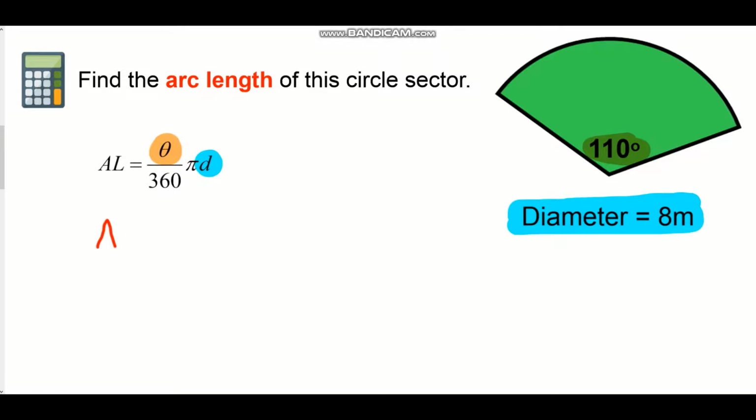Okay, so I've written out my formula. Second step is to write out my inserted numbers. So instead of theta, I have 110 degrees over 360. That's being multiplied by pi. I'm going to use the pi button again. And it's being multiplied by 8. So our final answer for this one, if we all put it into the calculator, is 7.68 meters. Got to get your units right, to 2 decimal places.